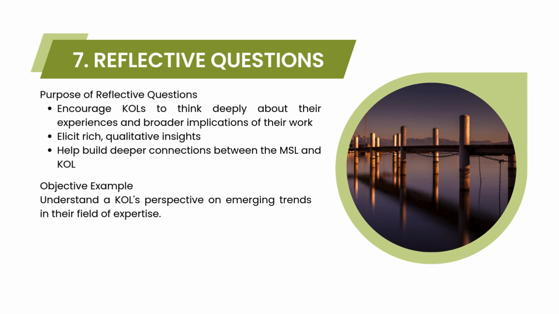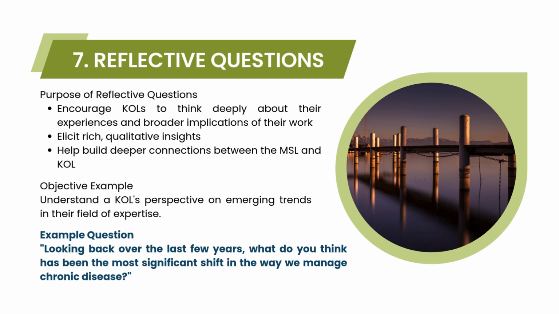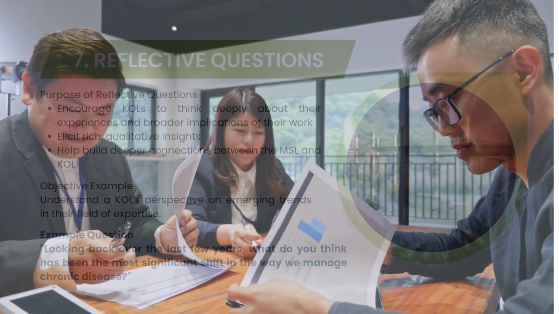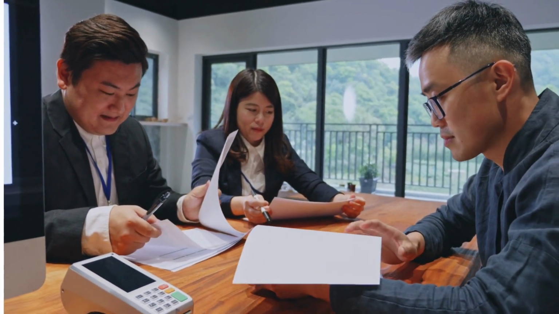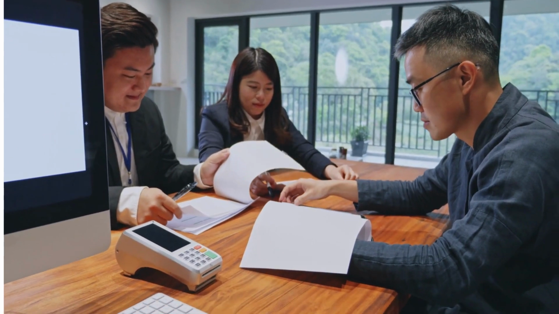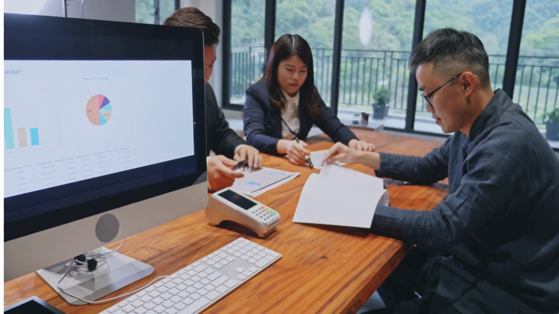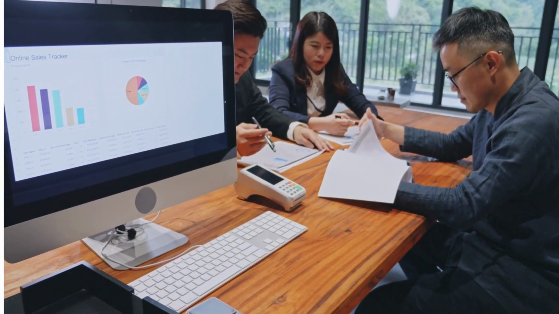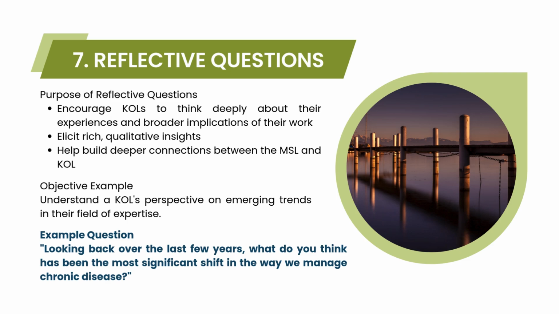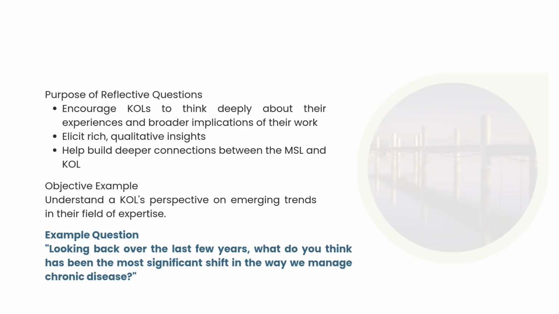Example: the objective is to understand a KOL's perspective on emerging trends in their field of expertise. Question: looking back over the last few years, what do you think has been the most significant shift in the way we manage chronic disease? Reflective responses can help MSLs understand long-term trends and how a KOL's perspective might influence future research or clinical practice. This can help MSLs position their organization's efforts in a way that aligns with the evolving needs of the field.